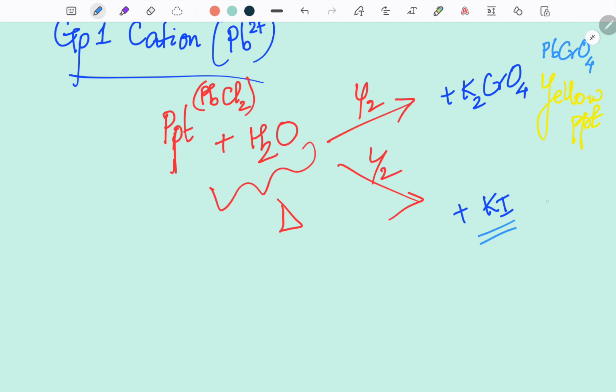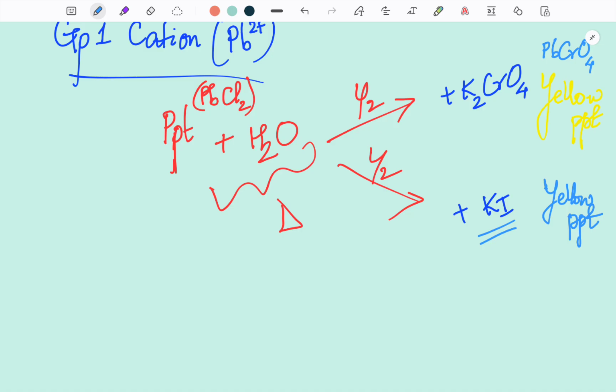And if you are adding KI, you should again get a yellow precipitate. But listen carefully, when you are writing it, you need to mention something known as golden spangles. So the yellow precipitate, when you are dissolving it in water and boiling, the golden spangles should not be visible.